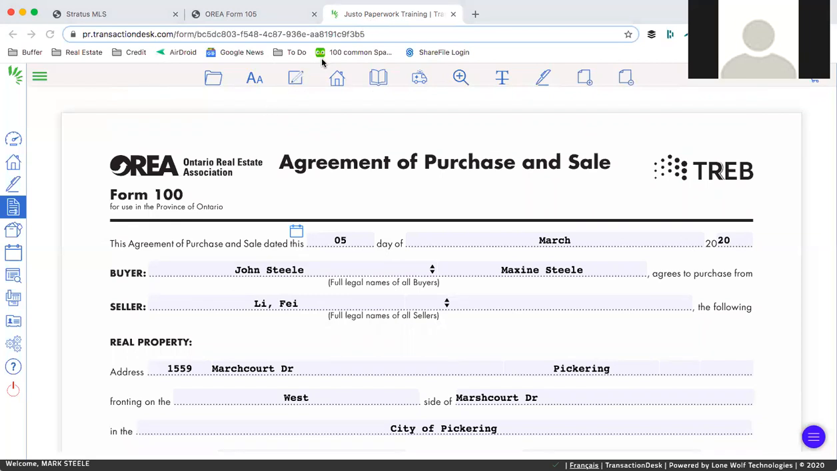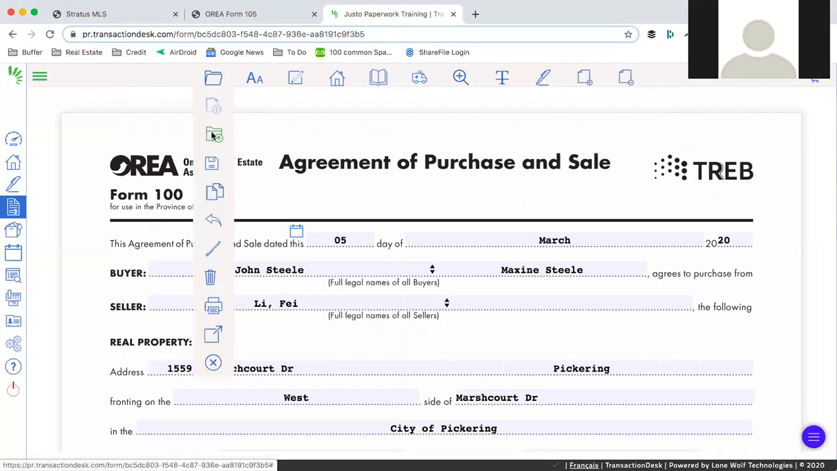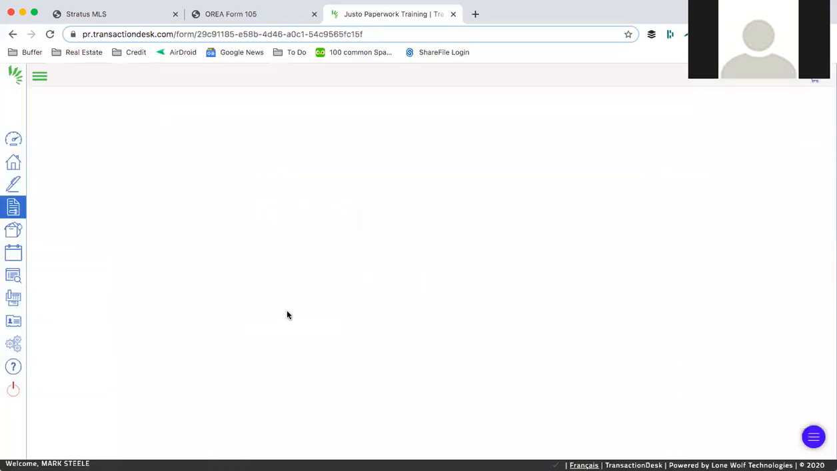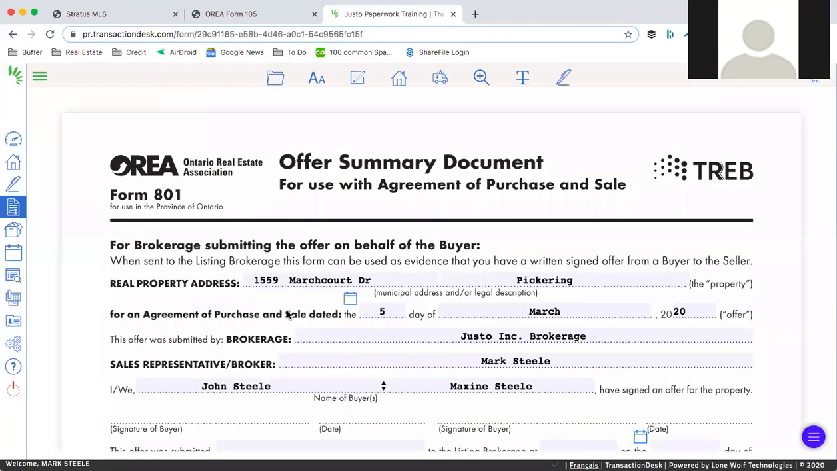Thank you. Next, we are going into the offer summary document. So this is the Form 801. On a lot of listings, you might see include Form 801 with your offers. Technically, if the listing broker is receiving offers and they have a way to maintain a record of the agreement of purchase and sale, they don't need an offer Form 801. So either or works as a history of the transaction. But a lot of brokers want to include it just because it's an easy thing to do.